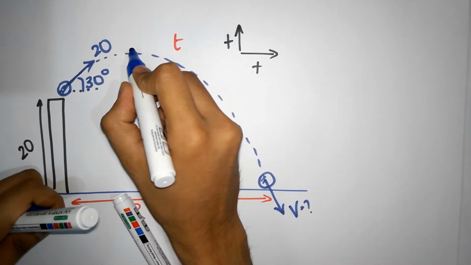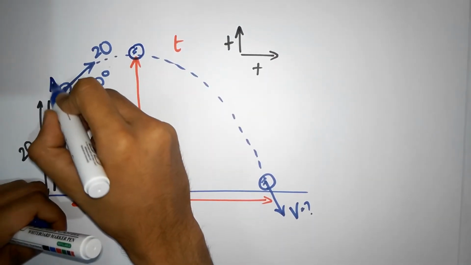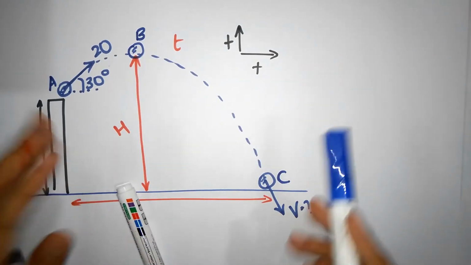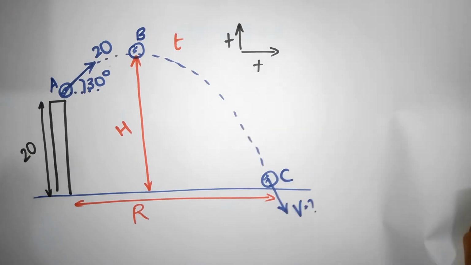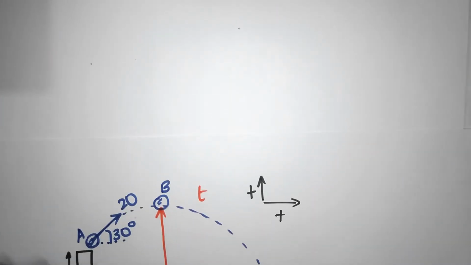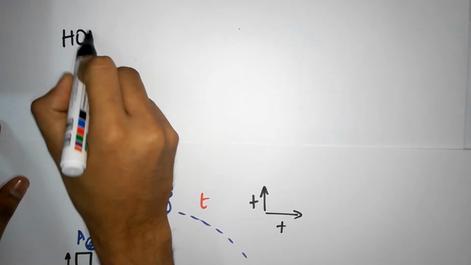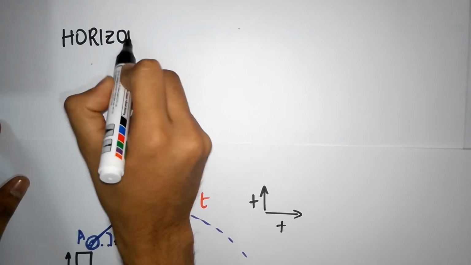And we will need these points as well, so let's mark some points. Let's call these A, B, and C. Since we have our diagram set up over here, let's do the problem on a fresh page. Remember, I always like to start with the horizontal.